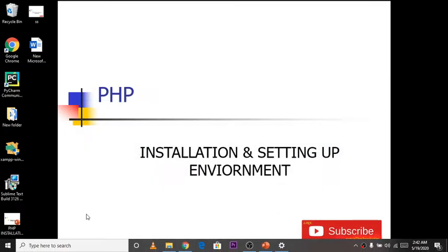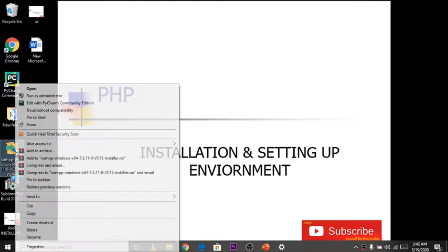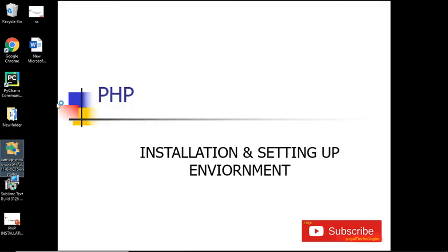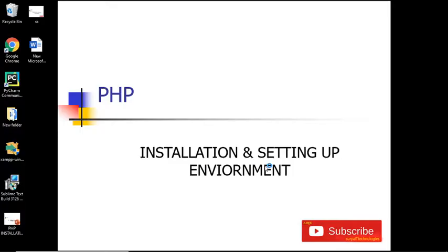I have already downloaded the Sublime Text for me, and now let us start the installation for the XAMPP. So right click on the downloaded setup, run as administrator, and just say yes. It will ask you one more thing about the UAC warning.